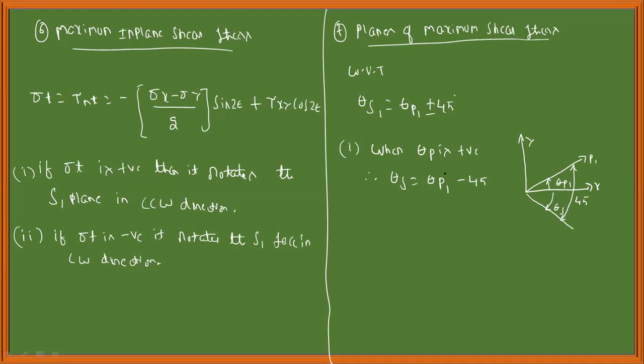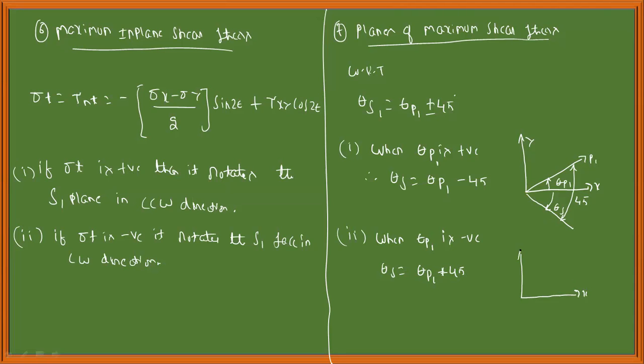So if theta p1 is positive, my theta s is equal to theta p1 minus 45. This is the convention you should follow. These are the thumb rules you should follow. Next, second, when theta p1 is negative, theta s is equal to theta p1 plus 45.